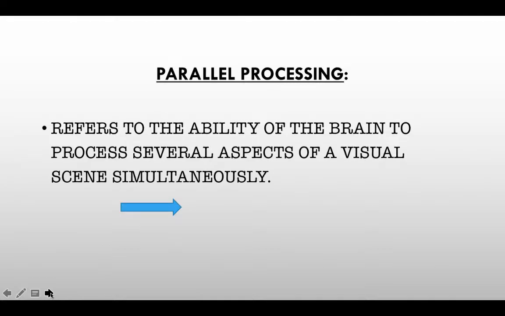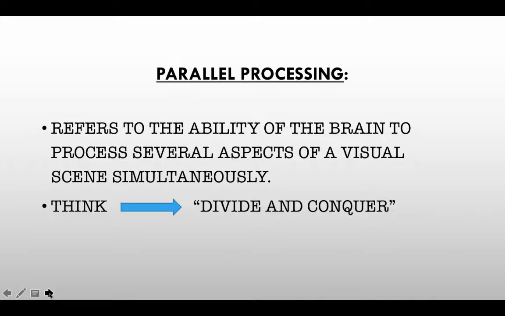Parallel processing refers to the ability of the brain to process many different aspects of a visual scene separately and simultaneously. This explains why we can process a visual scene so incredibly fast. You want to think divide and conquer here, okay?